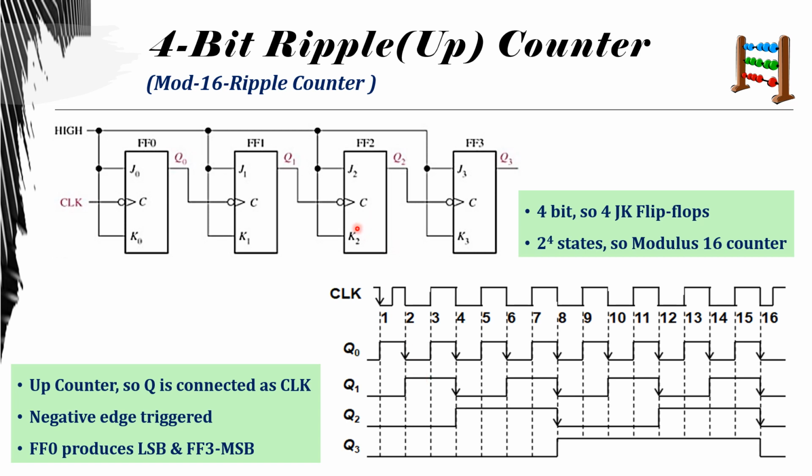Then to change Q2, Q1 is the clock. So the negative edge of Q1 acts as the clock of FF2, and FF2 changes its state during the negative edge of Q1. Similarly, during the negative edge of Q2, FF3 changes its state. So this is the timing diagram which explains the working of a modulus 16 ripple counter.